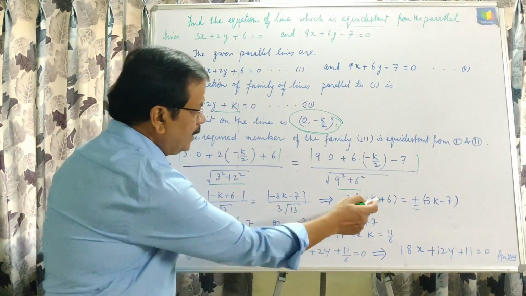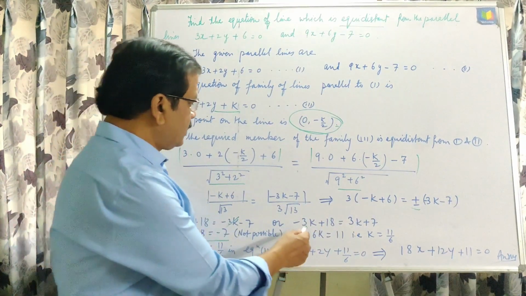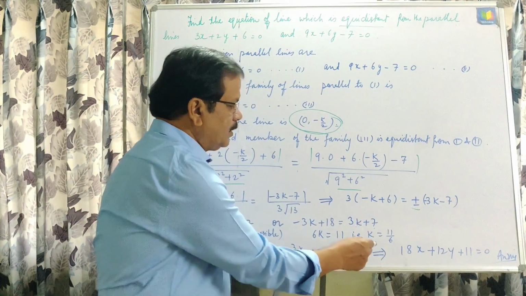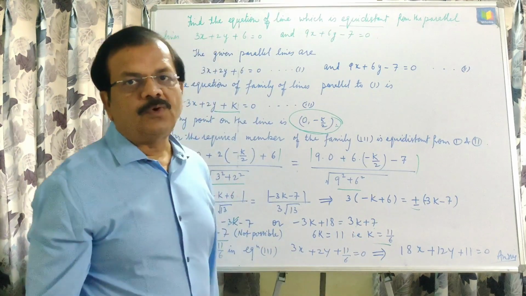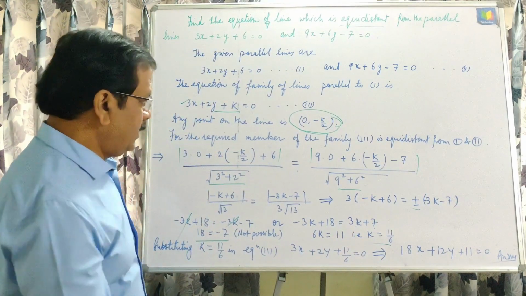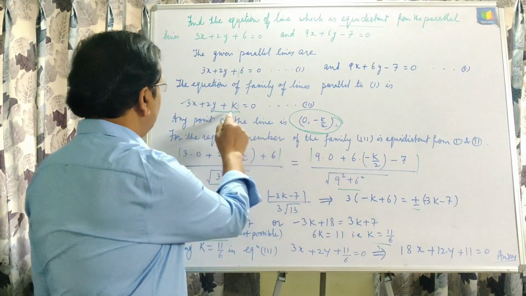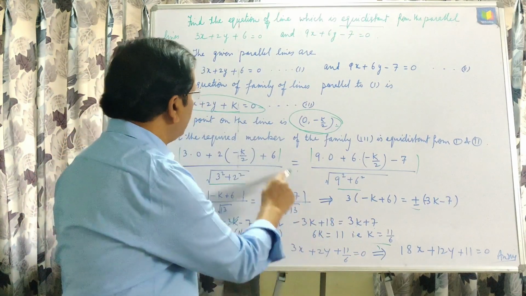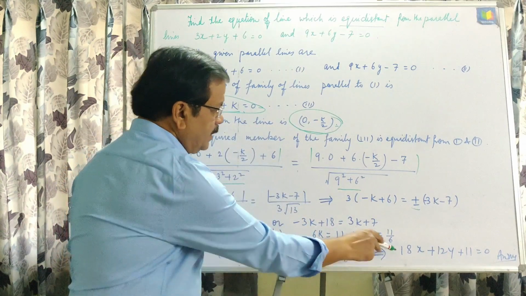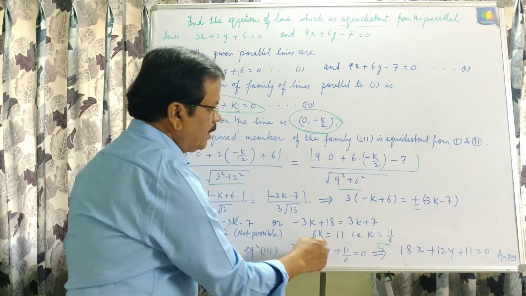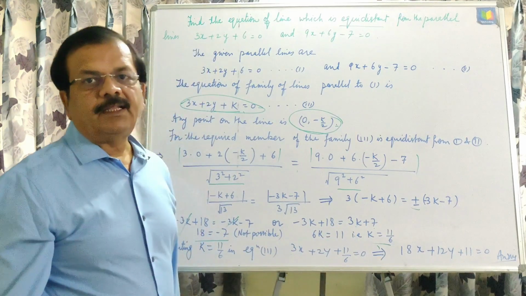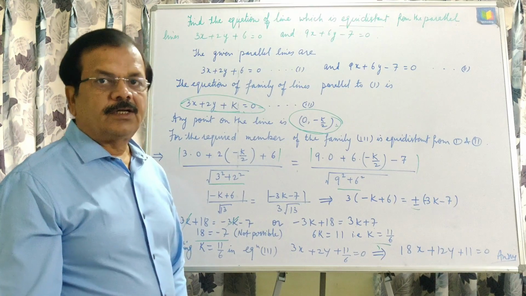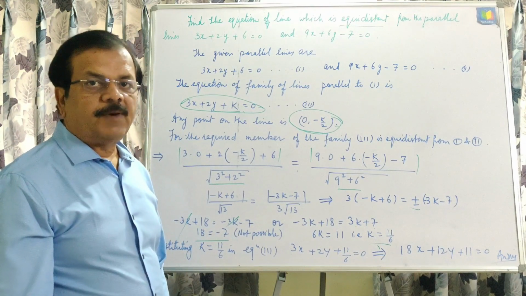Taking the negative value, we get minus 3k plus 18 is equal to 3k plus 7. Transposing this side, we get k is equal to 11 upon 6. And then substituting k is equal to 11 upon 6 in the given equation, 3x plus 2y plus 11 upon 6, we get 18x plus 12y plus 11 is equal to 0. This is the answer. Now the questions related to angular bisectors.